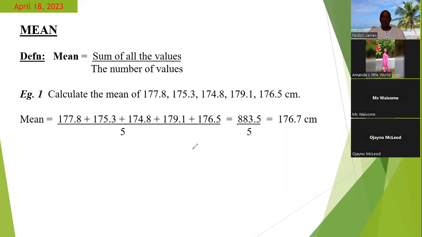Another way you could think of the mean is if you have all the values and you add them up and you share them, divide them by the amount of them, then you will get an equal share in terms of the values. If you're to share the values equally among 5 values, each of the values would be 176.7. All right. So it can also be looked at in that way. All right, moving along.